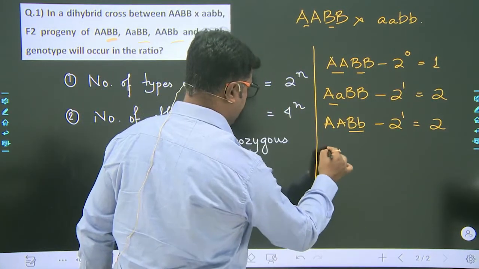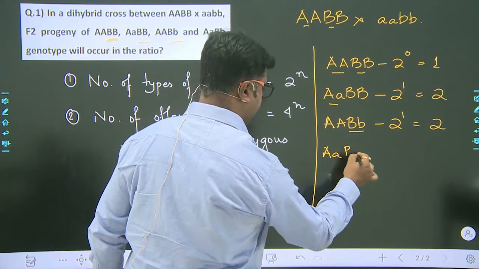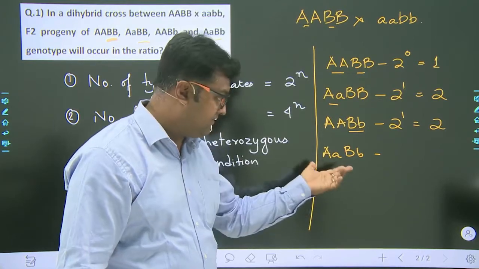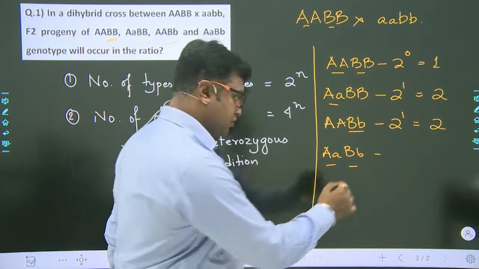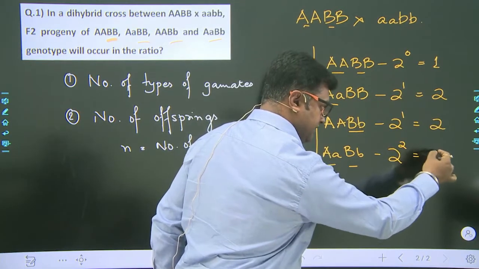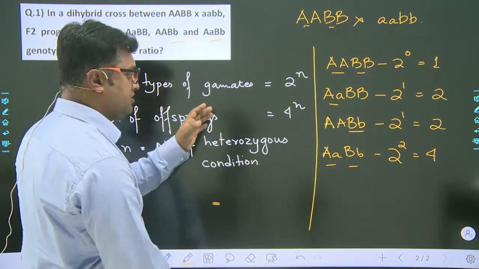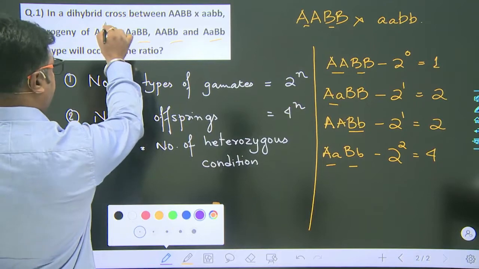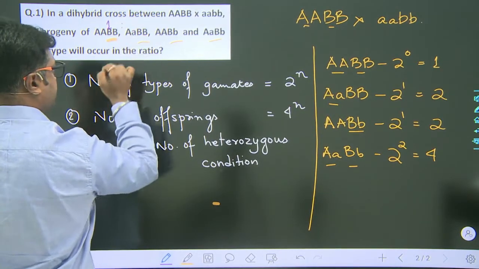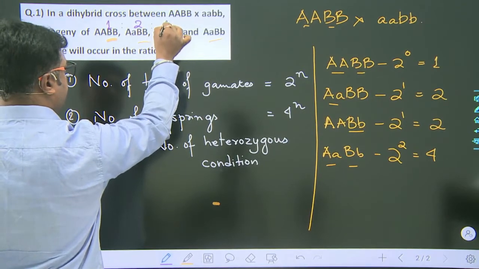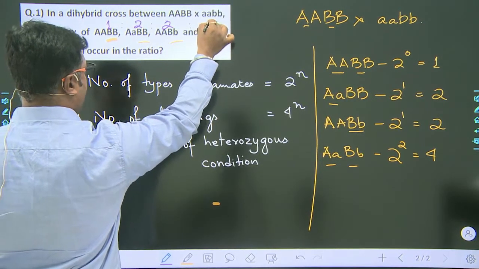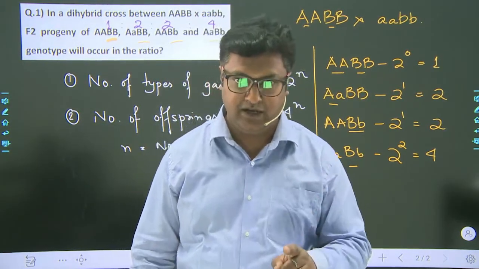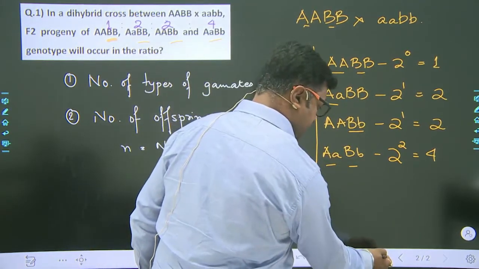And lastly, it is given capital A small a, capital B small b. You tell me first of all, how many heterozygous conditions are there? Quickly, there are 2 conditions over here. So 2 to the power 2 is 4. So what will be their ratios? This will occur 1 time, this will occur 2 times, this another 2 times, and this will occur 4 times. The answer will be 1:2:2:4. Clear? Hope this makes your question clear.